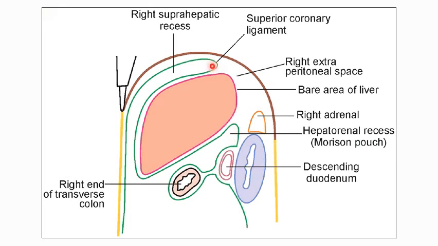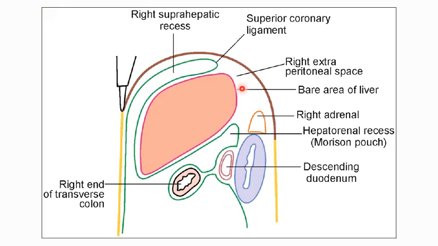So this ligament, if at all you remember it, this one is the superior coronary ligament. This one is the inferior coronary ligament, and this posterior surface where there is no peritoneal covering to the liver is called as the bare area of the liver, and the space present here is nothing but right extraperitoneal compartment. So the bare area of liver is nothing but the right extraperitoneal compartment.